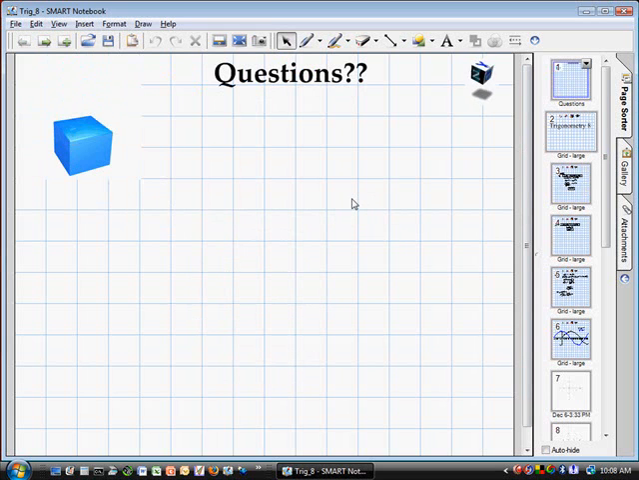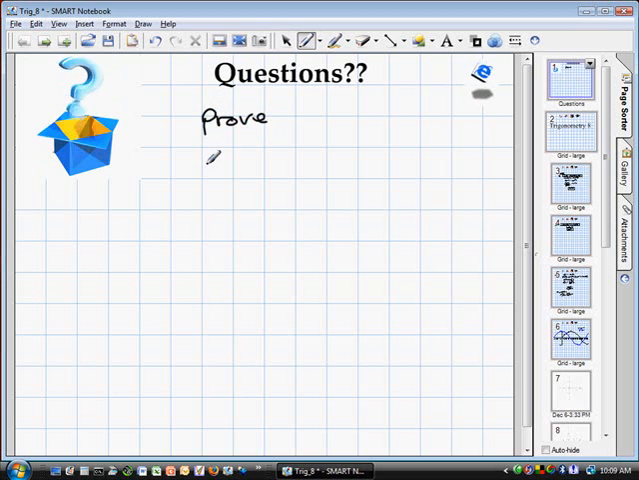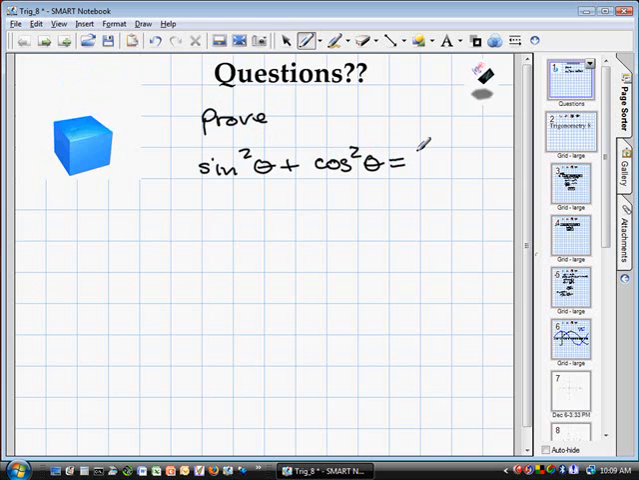Which one did I do? Could somebody tell me? Tangent squared plus 1? Okay, good. I'll do a different one. Let's just prove this one, which is another of the Pythagorean identities.